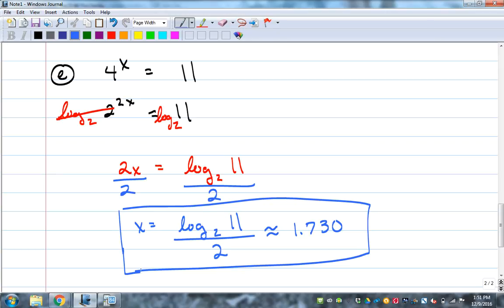The key to doing these types of problems is knowing that to cancel a base, you use a log with the same base.